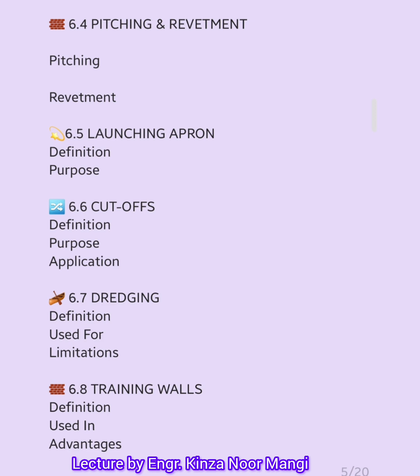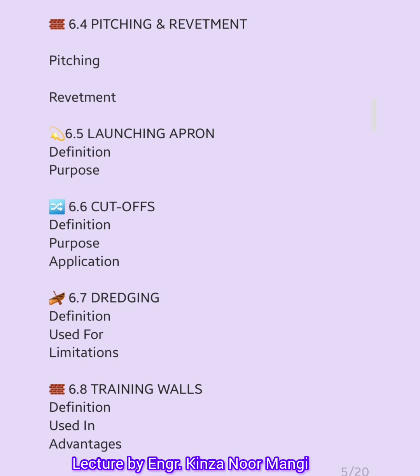The fifth type of the river training method is the launching apron. It is defined as a stone layer placed at the toe bottom of the embankments or spurs. It sinks into the scour hole during high flow and forms a flexible protection bed. The purpose of the launching apron is to prevent undermining of structures and to adjust automatically to the changing riverbed.